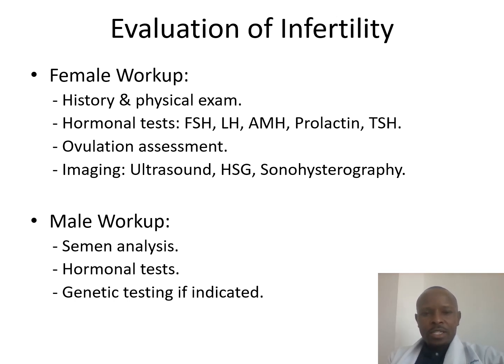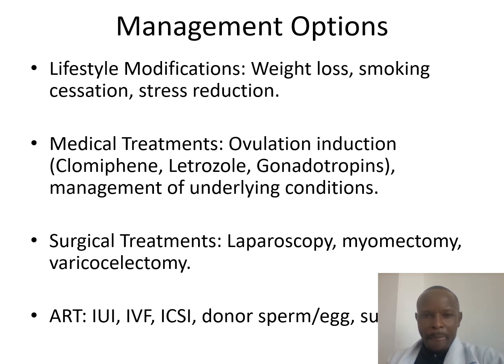Imaging, very important. An ultrasound will give you a lot of information, but you can also do HSG to look at the tubes or sonohysterography to look at both. For the man, semen analysis almost always gives you a guide as to where you should look, and this will tell you whether you need to do further tests like hormonal tests, genetic testing, imaging as per indication. We'll look at this more when we are looking individually at female infertility and individually at male infertility.